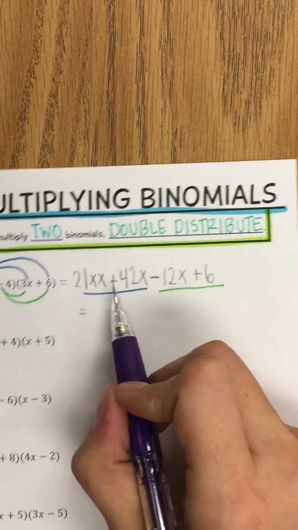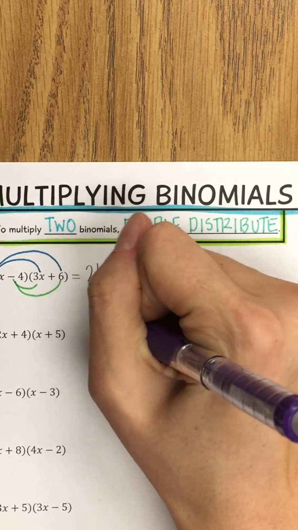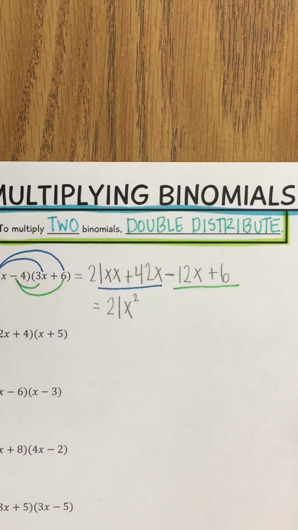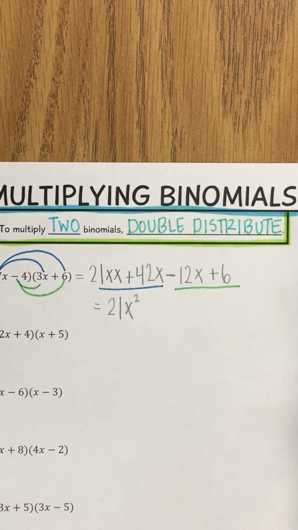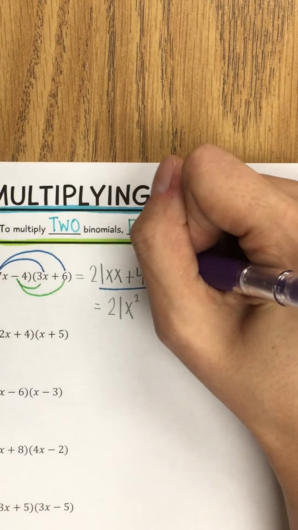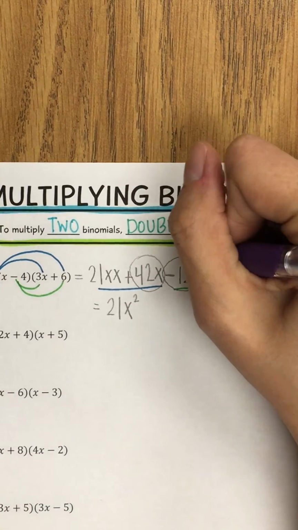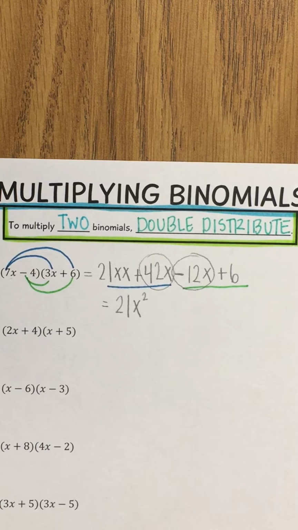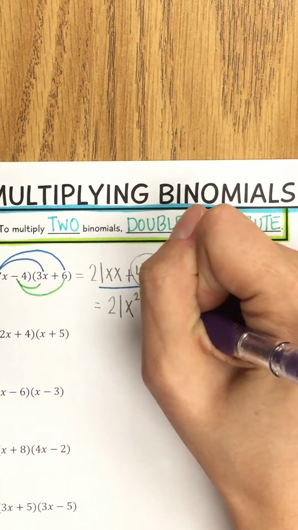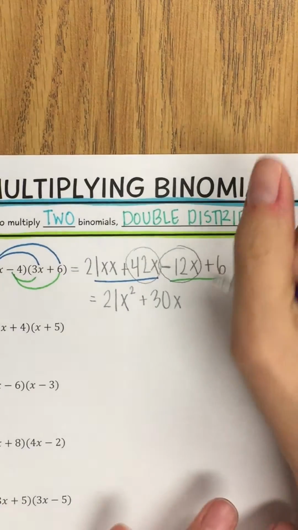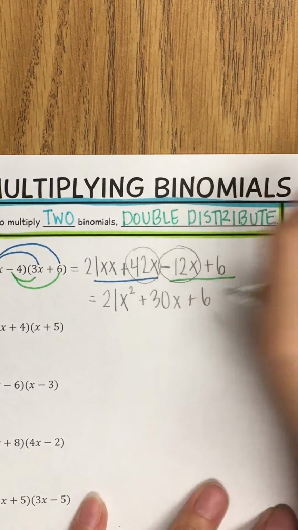This 21xx should be changed to 21x squared. And then I'm really hoping that you guys recognized that 42x and 12x are now like terms. Those two terms in the middle are like terms. So if we do a positive 42 and a negative 12, that's going to go to a plus 30x. And then lastly, we bring down our plus 6.